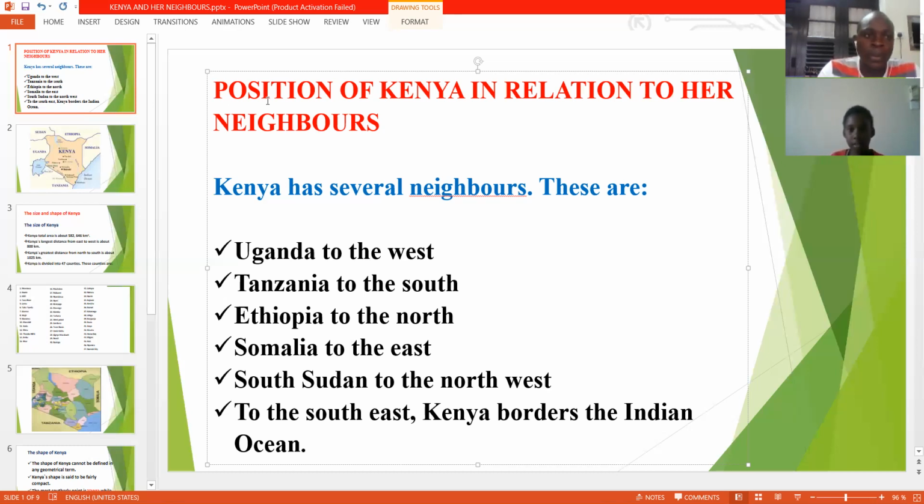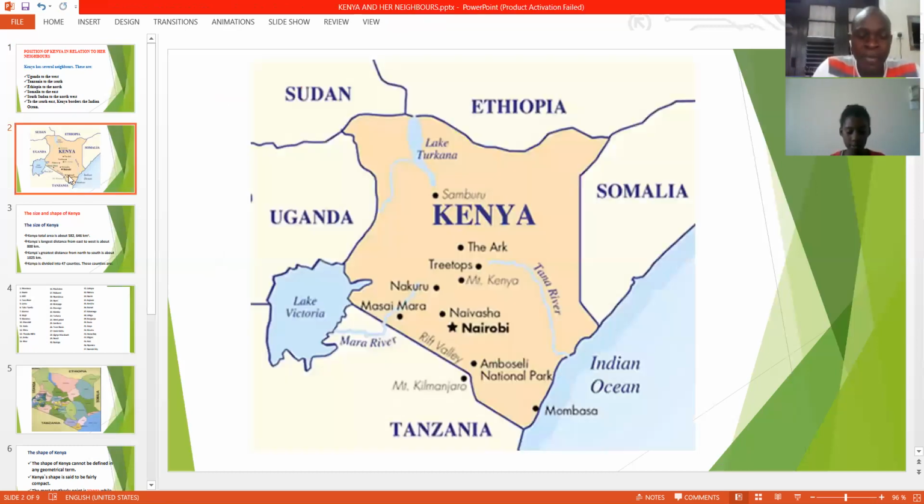Done. Okay, that is good. So I believe you have your atlas there. I also have an extraction of a map there. Can you see it clearly on the screen?